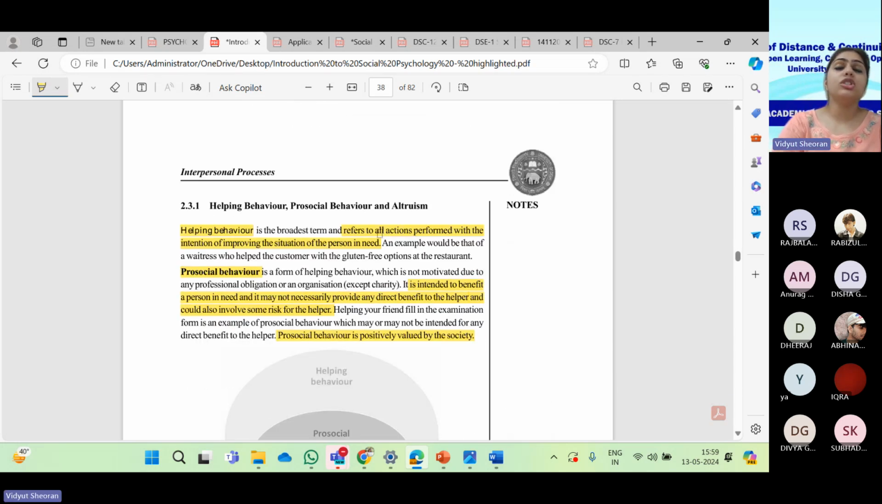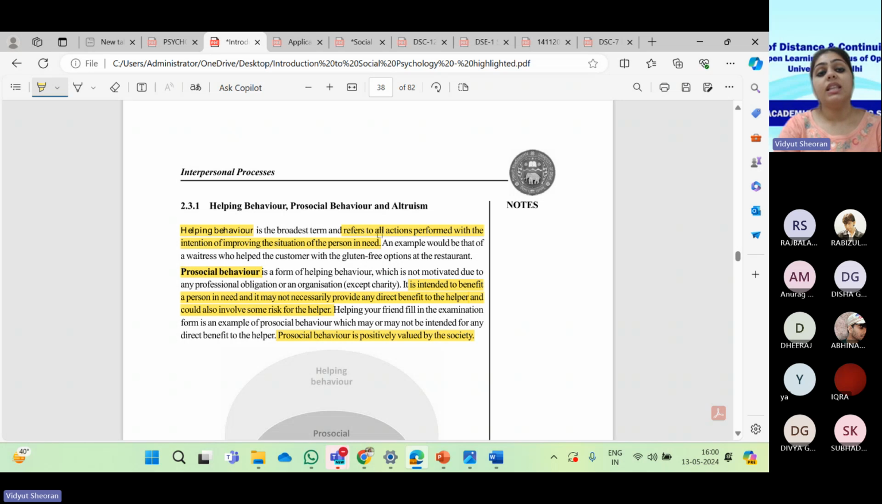So pro-social behavior. Pro means in favor of and social means society. When you are showing any behavior that is in favor of the society, that is your pro-social behavior. So there are three types of further pro-social behavior, and let us see the different ones. First is helping, then is pro-social, and finally there is altruism.